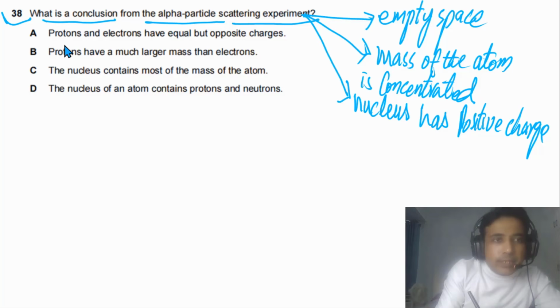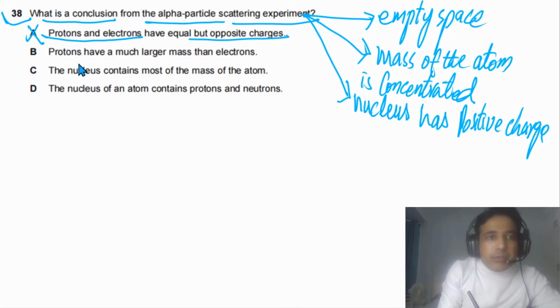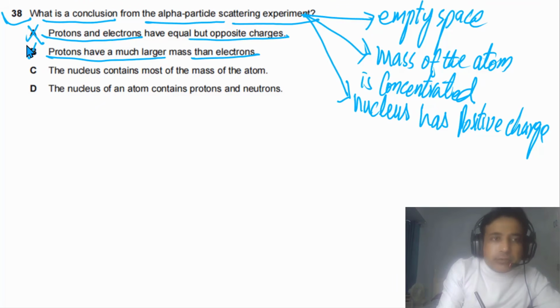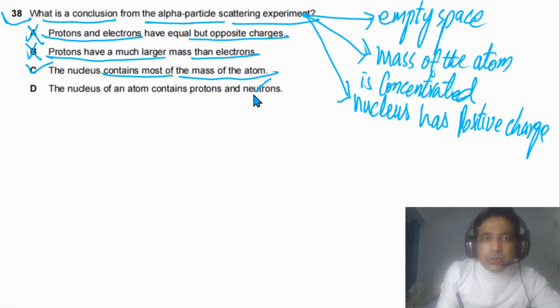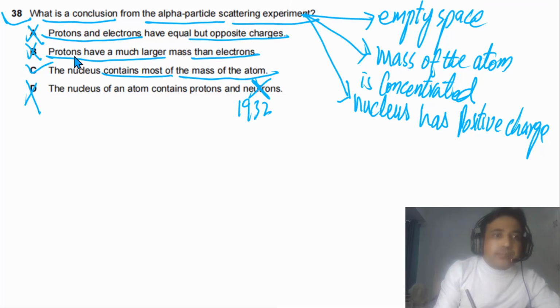Now if you look at the given options, it is given that protons and electrons have equal but opposite charges. This is not a conclusion from the alpha scattering experiment. Protons have a much larger mass than electrons. This is also not a conclusion from the alpha scattering experiment. The nucleus contains most of the mass of the atom. This is correct. The nucleus of an atom contains protons and neutrons. Neutrons were actually discovered later than this experiment, so this is incorrect. Neutrons were discovered in 1932, around this time. So the answer for this question is C.